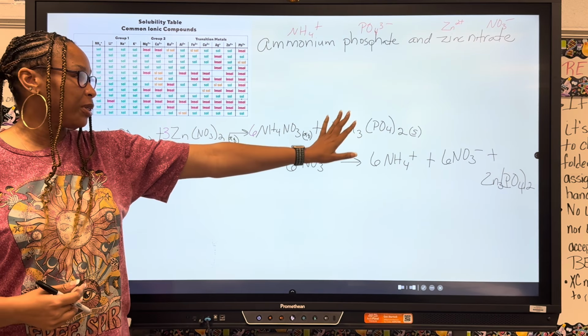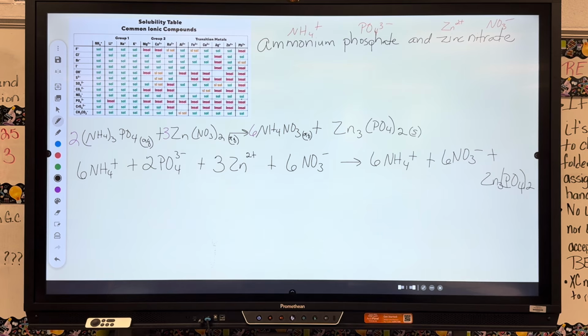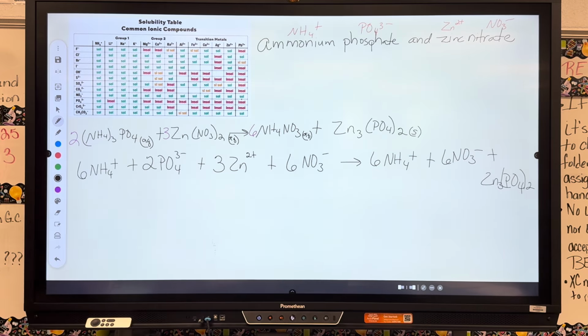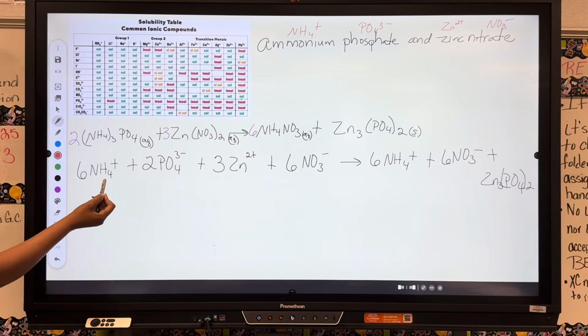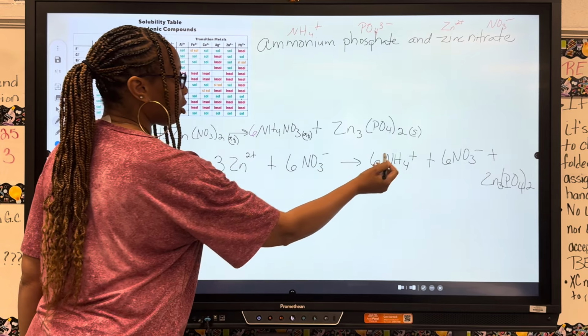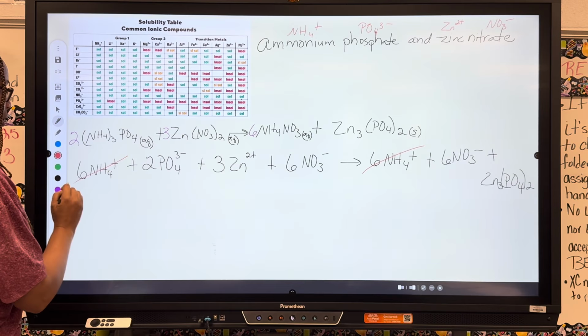So now I need to do what's called a net ionic equation. Anything that's on the reactant side and the product side, any ions, get canceled out. So I'm going to have to evaluate both sides of this equation. Let's look at it. On the reactant side, I have 6 ammonium ions, and I also have 6 on the product side, so those cancel out.